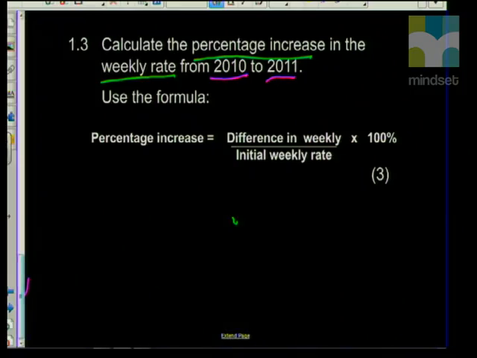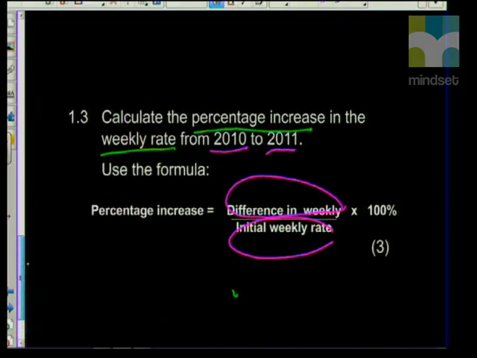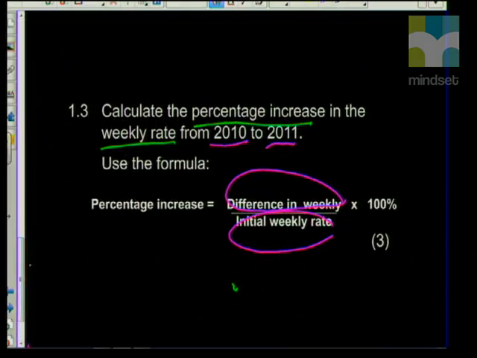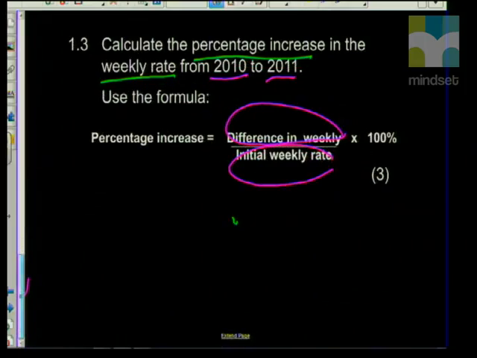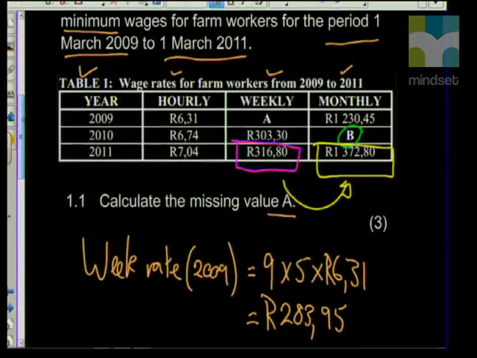That's why we could look at the table. So now let's look at what we need. We need the difference in weekly rate. We need the initial weekly rate, and we're going to create a percentage. So this is percentage increase. First of all, we're looking between 2010 and 2011. So I'm going to write down, first of all, we want the difference, 2011, 2010. And we're talking about weekly rate.